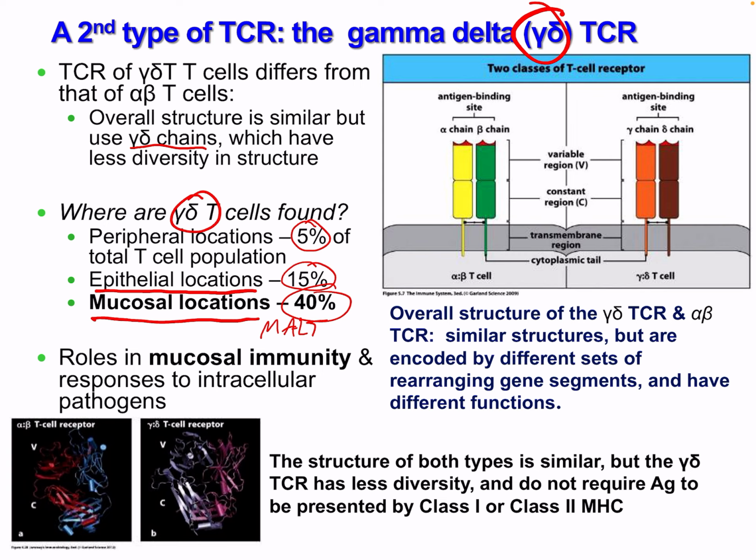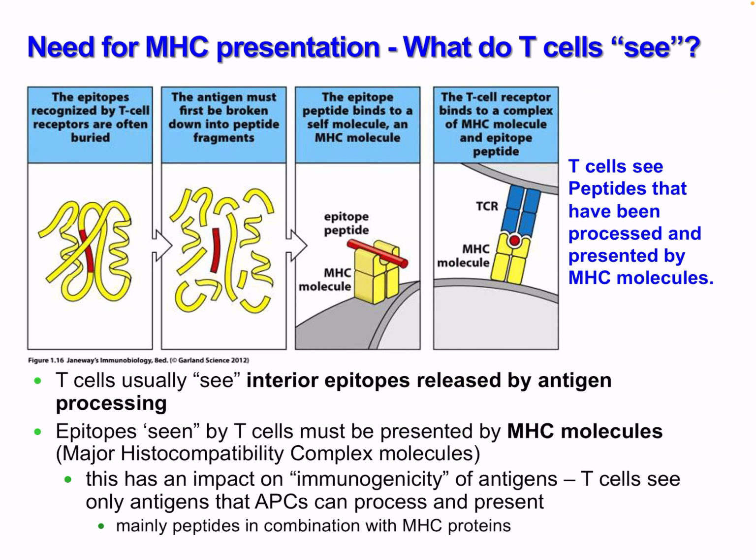The overall structure of the gamma delta T cell receptor is similar, but they are encoded by different sets of rearranging gene segments and have different functions. So essentially, they're pretty similar, but you can see it's formed by different chains. The structure of both types is similar, but the gamma delta T cell receptor has less diversity, so it's not as widespread and recognizes fewer pathogens, and does not require antigen to be presented by class 1 or class 2 MHC, which is important to remember. So T cells see peptides that have been processed and presented by MHC molecules, so they must use MHC.